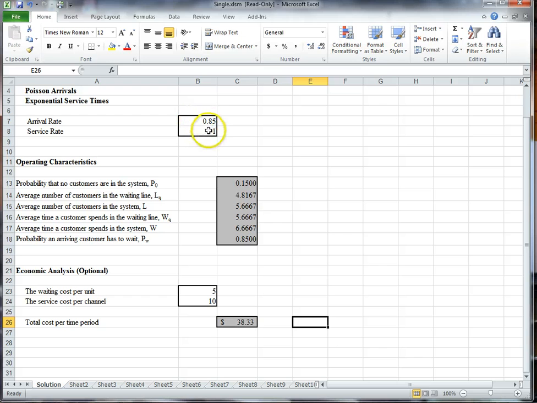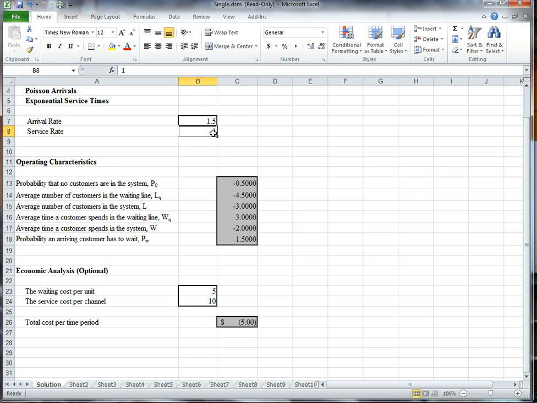So if I change my arrival rate to say 1.5, what would happen? Oh, I got negative numbers. That's because my arrival rate is higher than my service rate, and my system is unstable, so I cannot have an analysis. Apparently Excel shouldn't give you values, but it gives you negative values. So that's an indication the system is unstable.